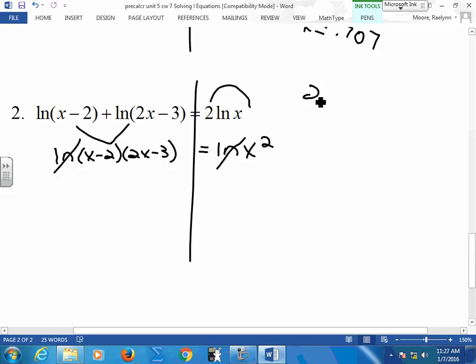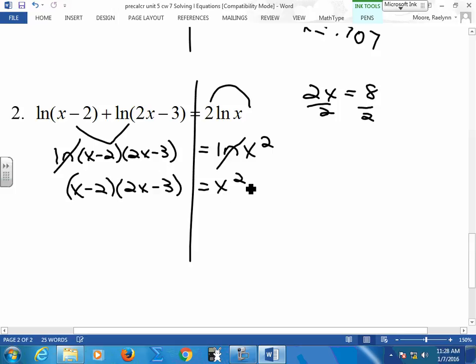It's no different than if I had this. I'm dividing both sides by 2. I'm taking that factor of 2 out of there. So long as I'm doing it to both sides. Now, I'm left without my log statement. And yeah, you have to work this whole thing out. So, 2x squared minus 3x minus 4x plus 6.